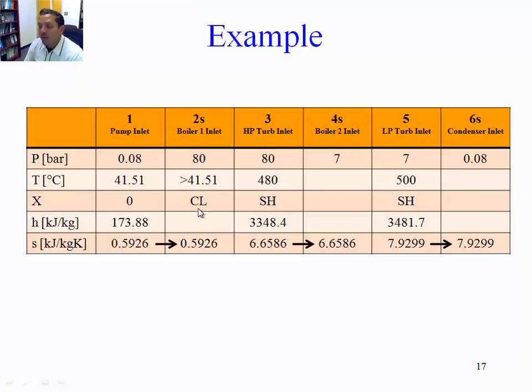Notice that for the value of the quality at point 2, I wrote CL, which is compressed liquid. There's no quality outside the saturation dome. It's not defined. And in state 3 and in state 5, I wrote SH for superheated. The temperature at point 2 is slightly higher than the temperature 41.51, but it's negligible. We don't need to calculate it. Actually, we don't even need to go into the compressed liquid tables.